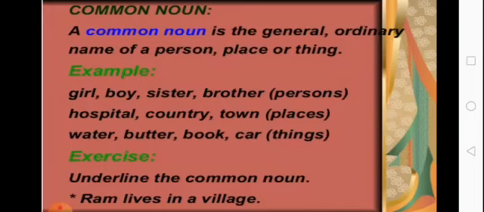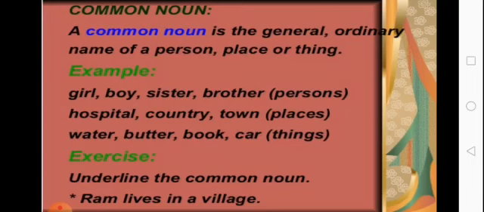Common noun. A common noun is a general, ordinary name of a person, place, or thing. It means it's a name given to a group of persons. It is a single name that is given to a number of things, only one name. For example, girl. There are a number of girls, but if I call any of the girls Aisha, it is a specific name. So girl is a common name. Examples are girl, boy, sister, brother, hospital, country, town, water, butter, book, car.